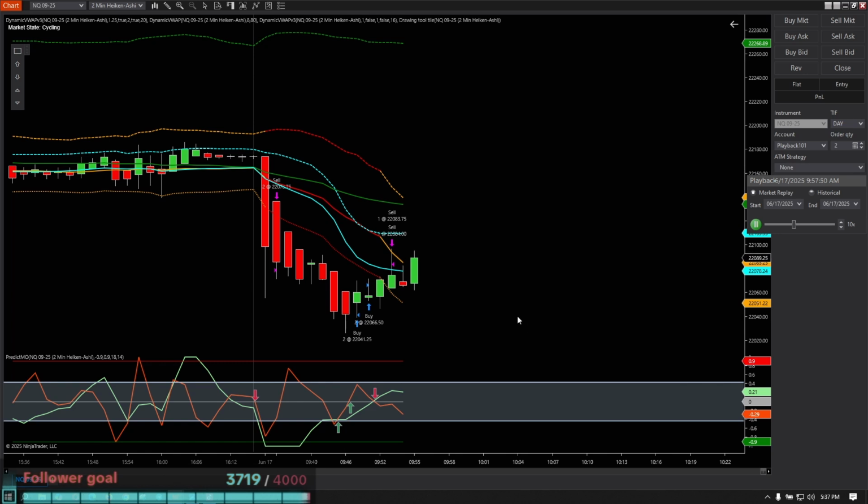Okay, now notice what happened here at the outset. Price went into trend mode. This was a little trend right here.